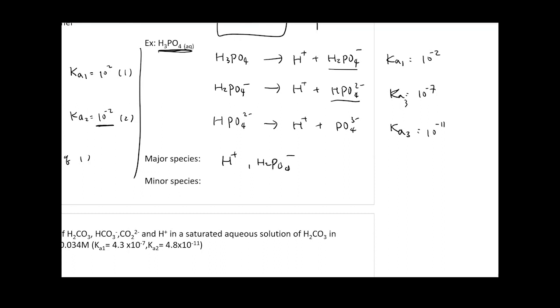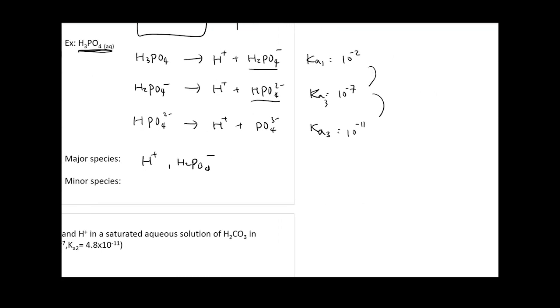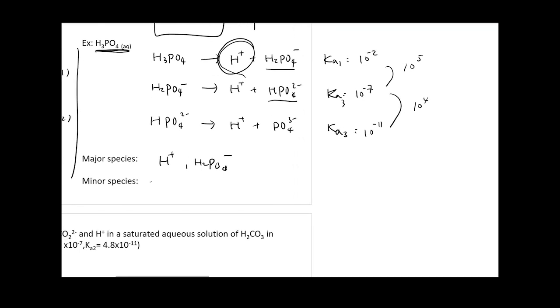H2PO4 minus, right? So this will be the dominant species inside your solution. And it's so dominant because you can see that the difference between each step is 10 to the 5th and 10 to the 4th, right? Every single step, it got weakened significantly. Therefore, the protons it can generate in the second and third step are basically negligible. So later on, you will see an example. You'll find out that the proton concentration for this polyprotic acid mainly comes from your first step. So the minor species here will be your HPO4 2 minus and the PO4 3 minus.